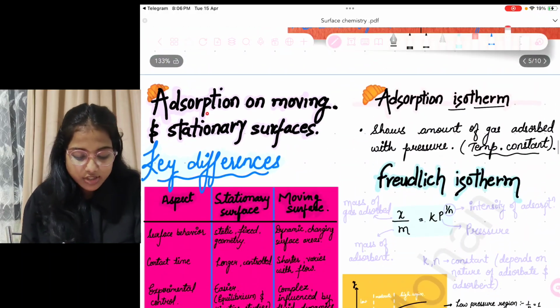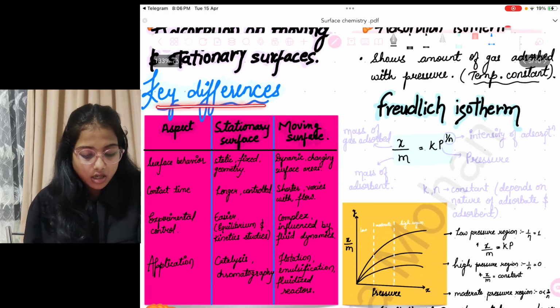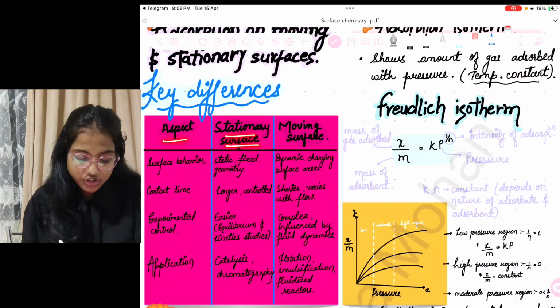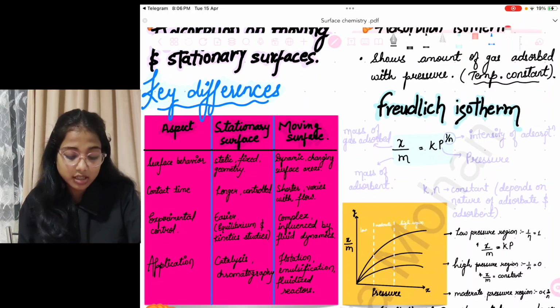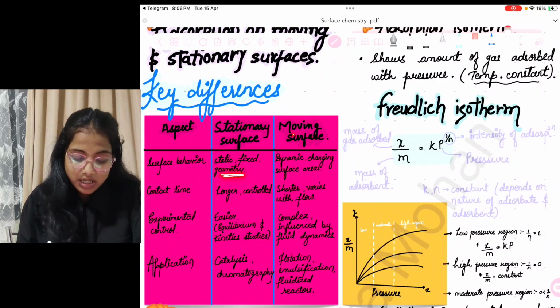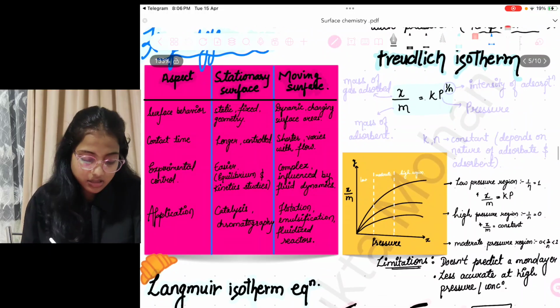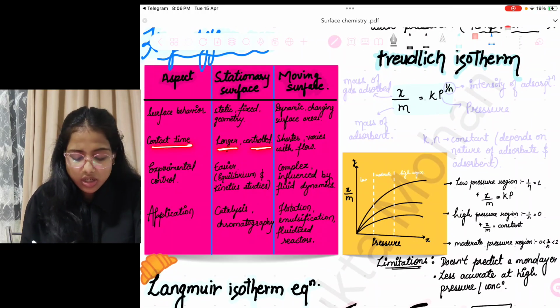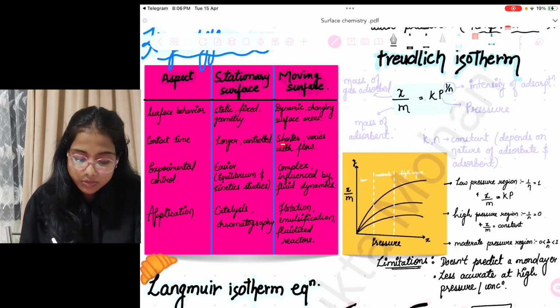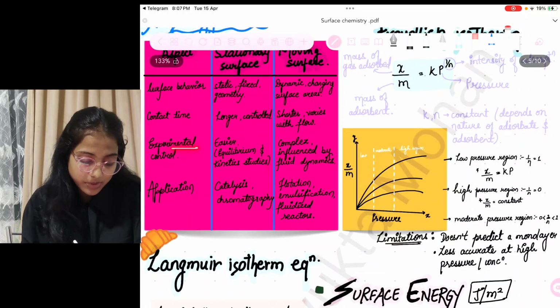Okay, so now adsorption on moving and stationary surfaces. Let's begin with the key differences. Aspect: stationary surface and moving surface. What will be the surface behavior? A stationary surface does not move, so it will be static, fixed, with fixed geometry, whereas a moving surface will be dynamic, with changing surface areas. Contact time will be longer and controlled for the stationary surface, whereas for the moving surface the contact time will be shorter and varies with flow. What will be the experimental control?